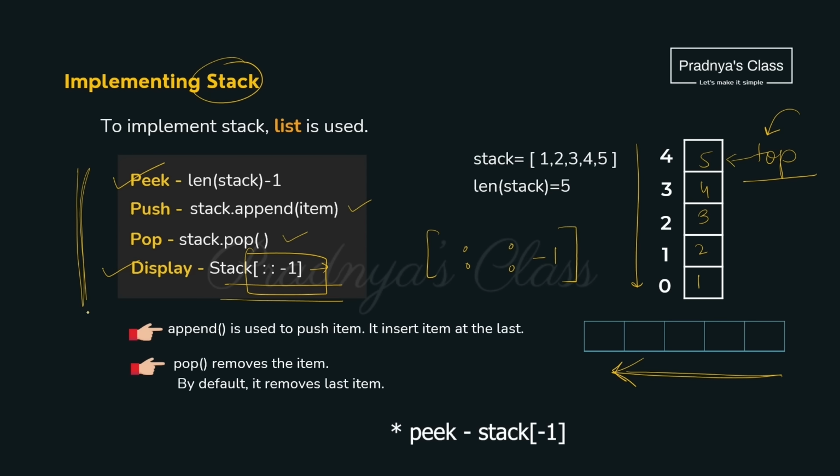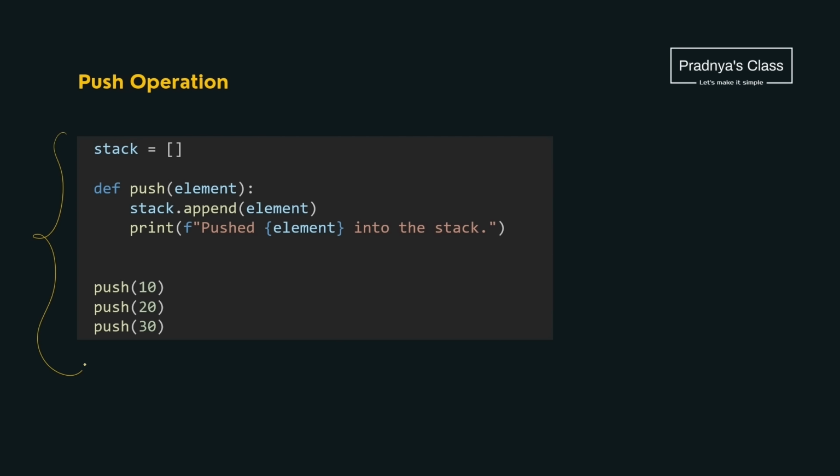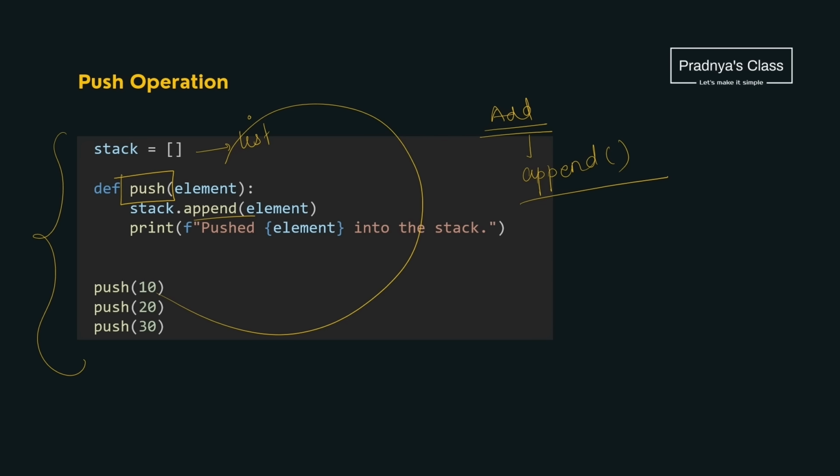Generally we need to perform these 4 operations. While pushing the item, we will check the condition of overflow, and while popping the item, we will check the condition of underflow. Now let's implement using a program. Here is one empty list named stack. We need to add the item. We are performing the push operation. It means we need to add the item to the list. For that, we will be using the append method of the list, which will add the item at the last. So we are passing the element and we are appending it to the list.